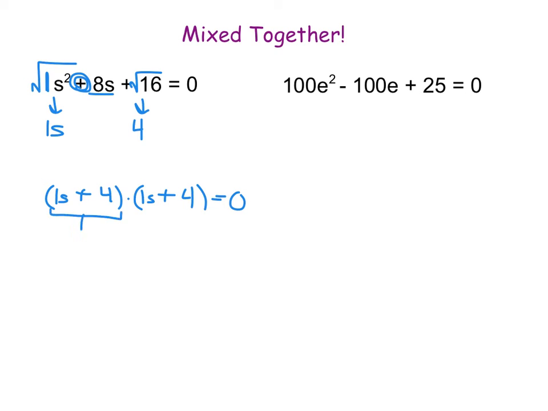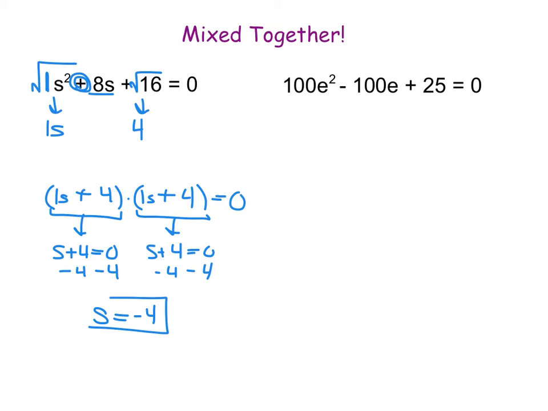Then from here, I'm going to set each part equal to 0 because I can utilize the zero product property here with something times something equals 0. And what I find as I solve this is that s has one singular value of negative 4 that will make that original equation true.